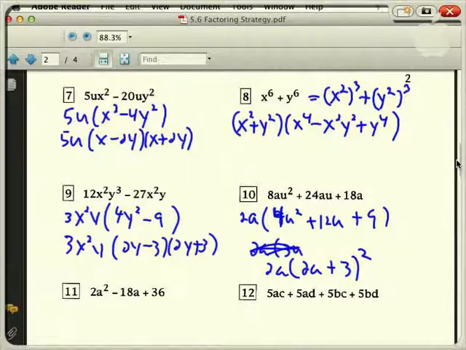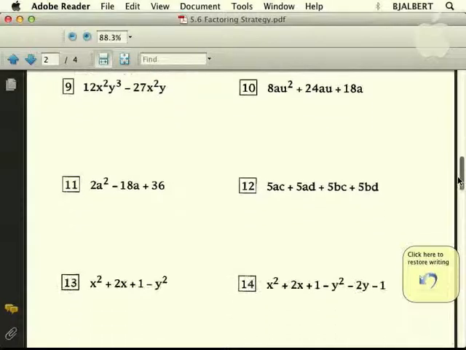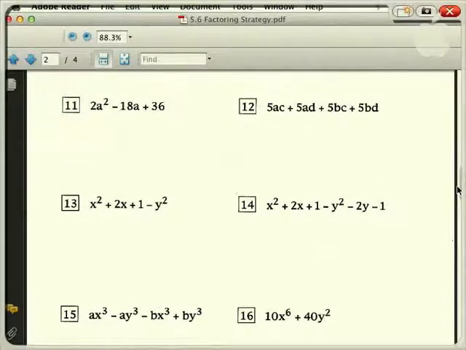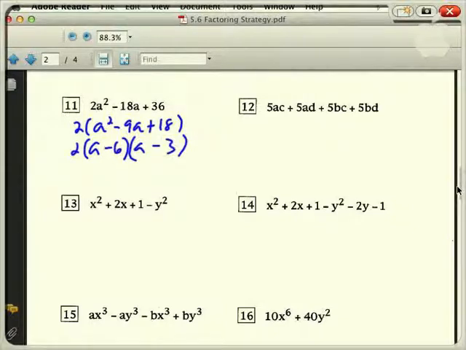Number 11. Number 11, we can take out a 2. And then that's the kind that we can factor like this. So let's see, minus 6 minus 3. That works. In number 12, we can take out a 5 first.